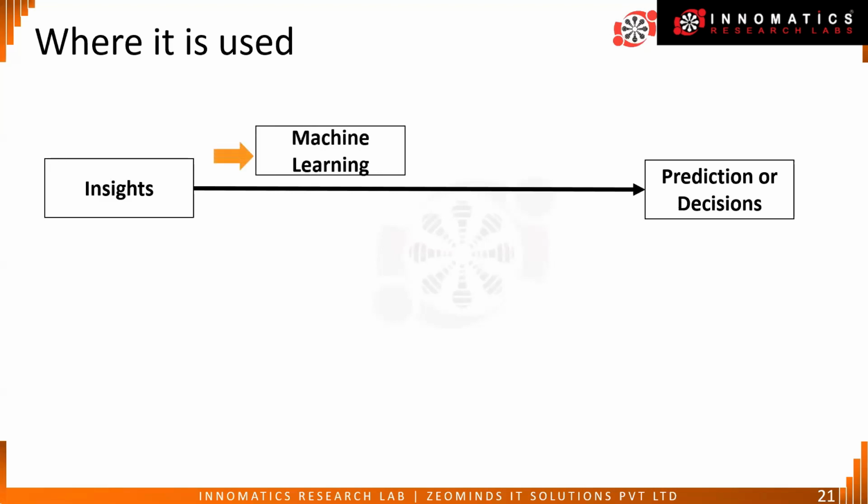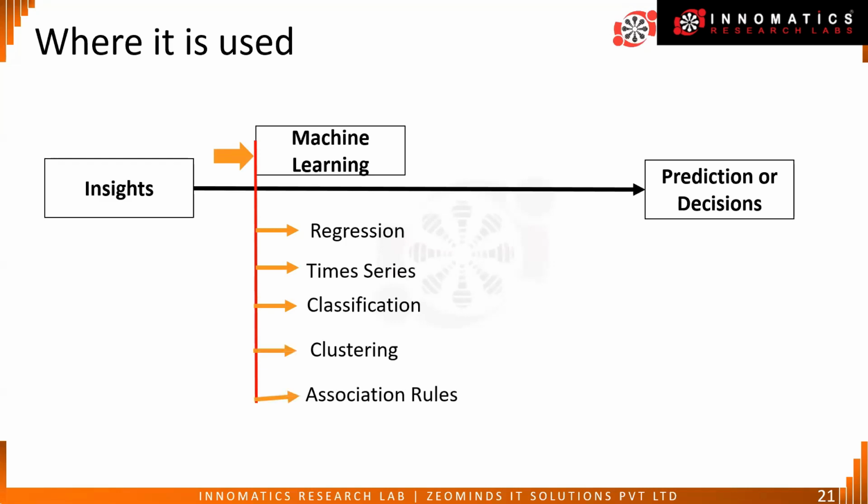Machine learning: this process of learning from the insights is called a machine learning algorithm. Basically, that process is called machine learning. Here we have a few techniques: regression, time series, classification, clustering, association rules, and many more. These are all the techniques, and inside them there are many algorithms. In regression alone there are maybe 10 to 15 algorithms, and likewise in time series, classification and so on.